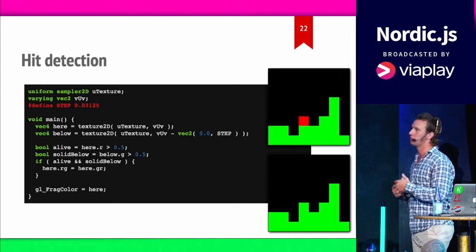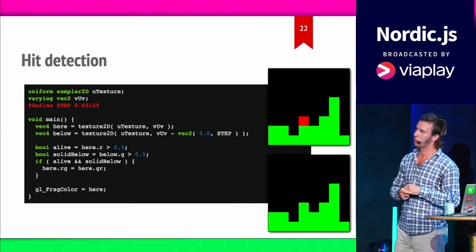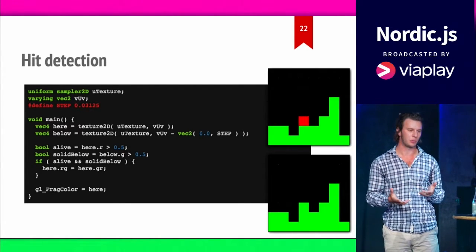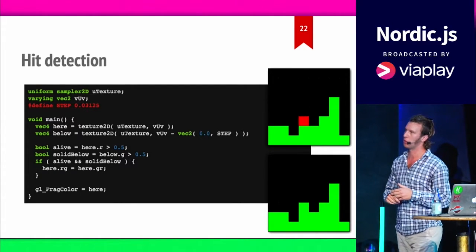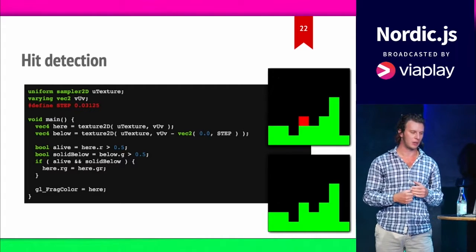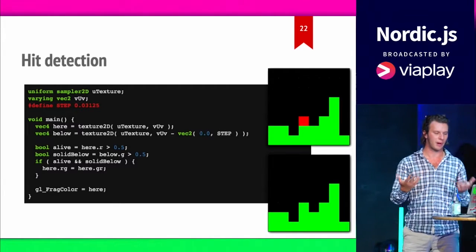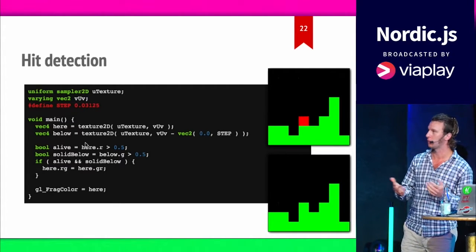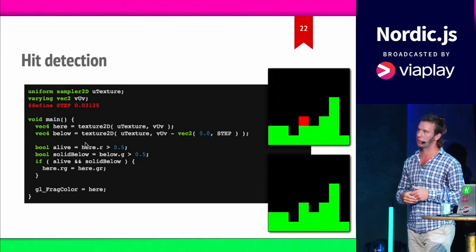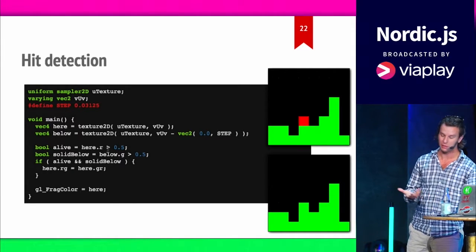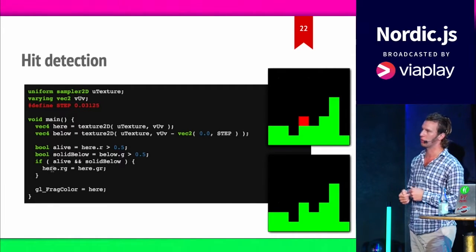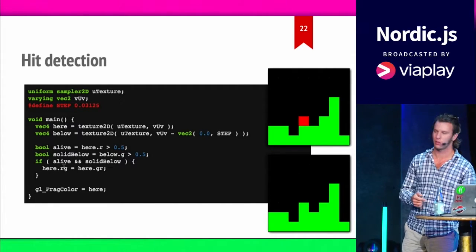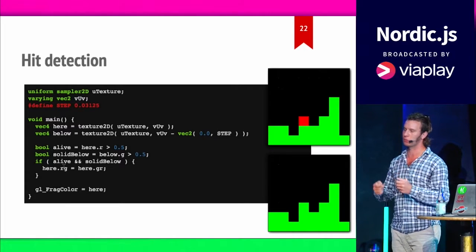And then finally, detecting the hits at the bottom. It's more or less similar to what we're doing with shifting the blocks along, but rather than asking what's above me, we ask what's below me. And we have these two conditions. One, am I alive? So am I red, basically? And is the one below me solid? So is the one below me green? If that's the case, then we just swap the color from red to green. And this funny notation here is just swapping the two color channels.